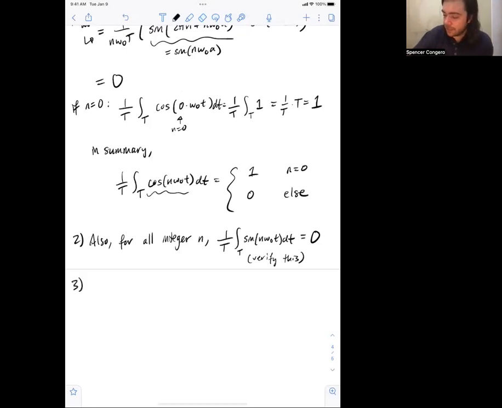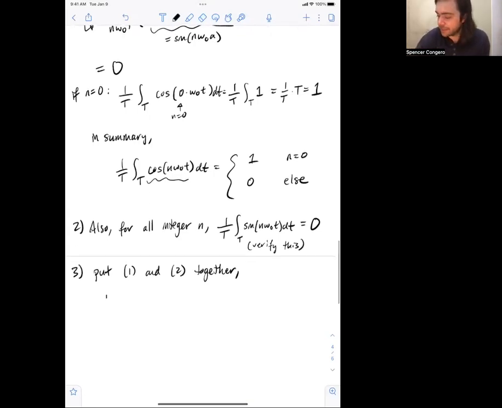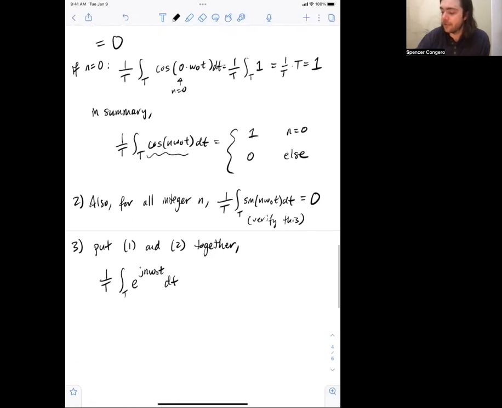Okay, so now let us put 1 and 2 together. And what is our favorite way to put sines and cosines together? Well, we like to make these complex exponentials out of them. So e to the j n omega naught t dt. Okay, what is that equal to? This is equal to cosine of n omega naught t plus j sine n omega naught t dt. All right, that's just by Euler's formula.